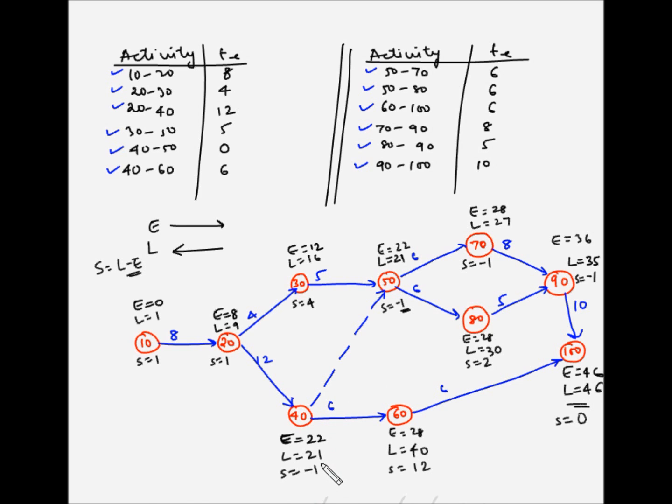So let's first identify the events which have a negative slack. This is one event, this is the second event, this is the third, and this is the fourth. The activities between these events are definitely critical or supercritical activities. So 70 to 80 is on the critical path. 50 to 70 is also on the critical path. 40 to 50 is also on the critical path. Now event 100 has a slack of 0, so this will also be on the critical path. So now what we have is 40 to 50, 50 to 70, 70 to 90, and 90 to 100.